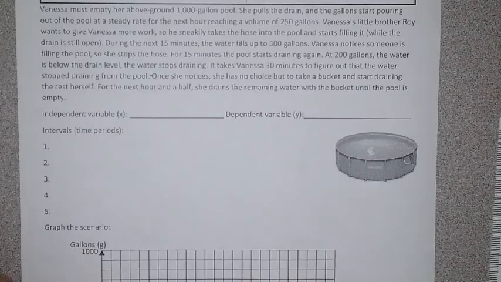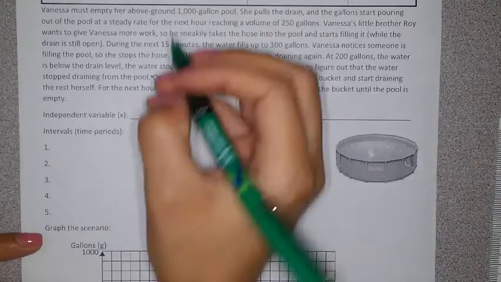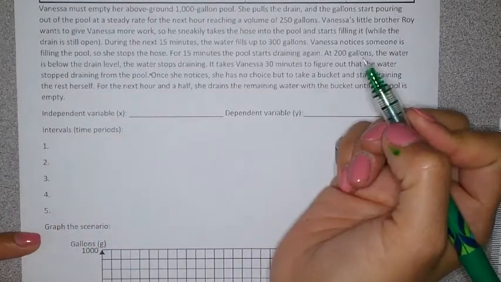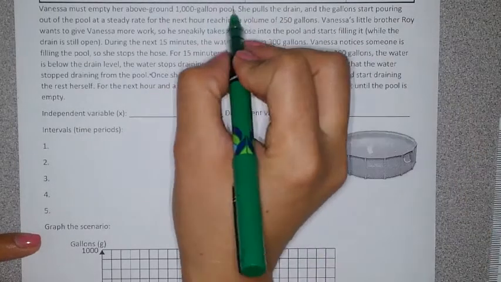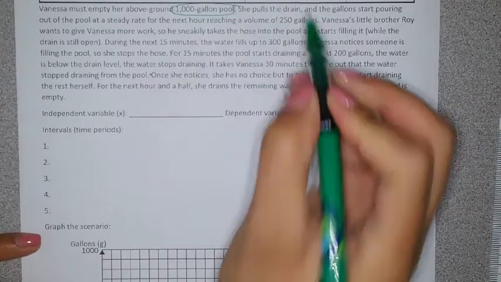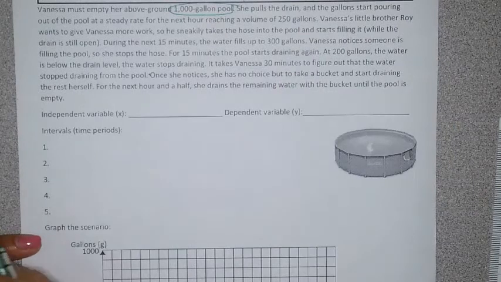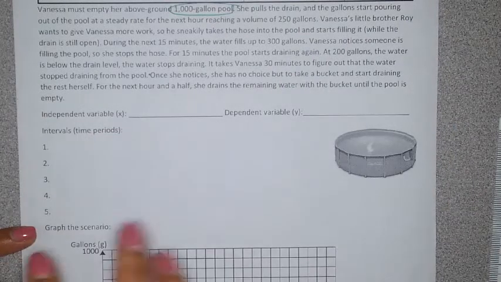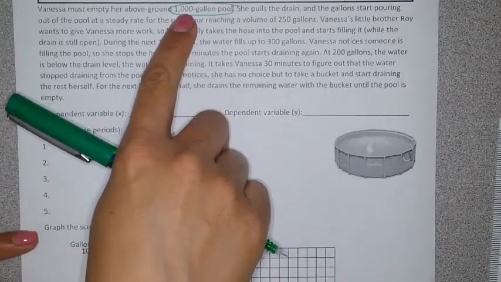The Vanessa problem. I'm going to do the same thing as the gullible one and highlight in different colors so we can see the different intervals of time and what's happening in each. Okay, so here Vanessa must empty her above the ground pool, which is 1,000 gallons. So she's emptying, that means it's going to be draining. So it's going to decrease from 1,000 until it's 0.